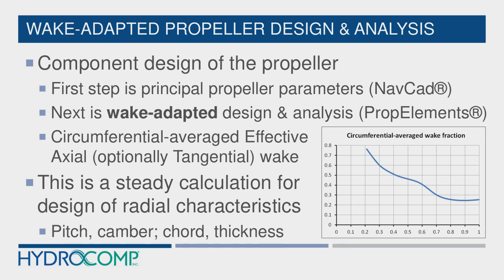Now, wake adapted propeller design is the second step of propeller sizing, selection and design. It's the start of the component design of the propeller, or the detail design. The first step is the principal parameters evaluation in a tool like NavCAD, where we're looking for diameter, pitch, blade area ratio, and shaft RPM. Those are the key pieces of this, optimized for thrust and torque performance, with acceptable blade area for cavitation. But of course, it doesn't take into account radial or circumferential differentiation.